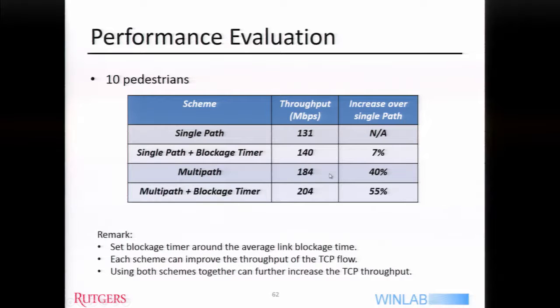And here is the result if there are 10 pedestrians moving in the network. We can see that if we add the blockage timer and use single path routing, we can improve the performance of single path routing a little bit. And if we employ multipath routing, we get a much bigger increase in the throughput of the TCP flow. And if we employ the two schemes together, we can have a 55% increase, which seems really good.